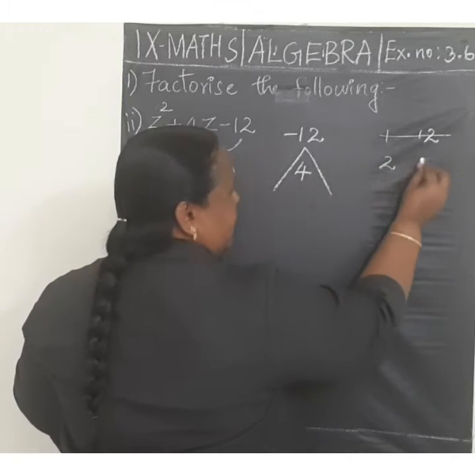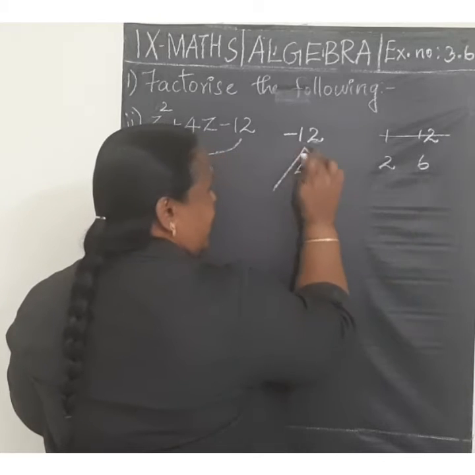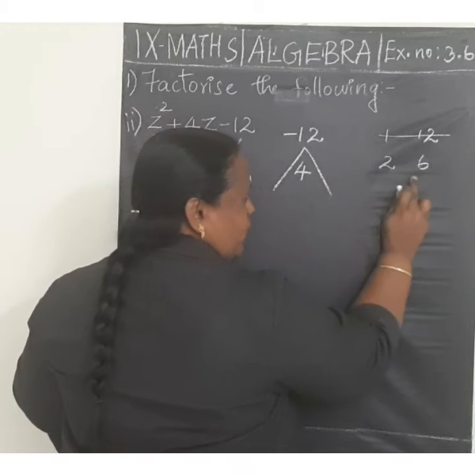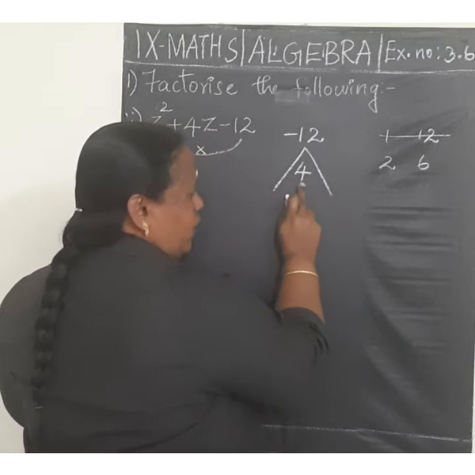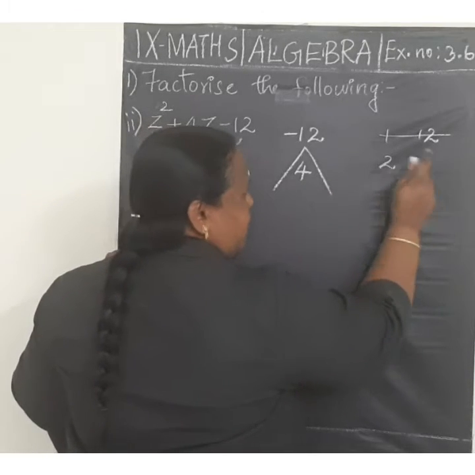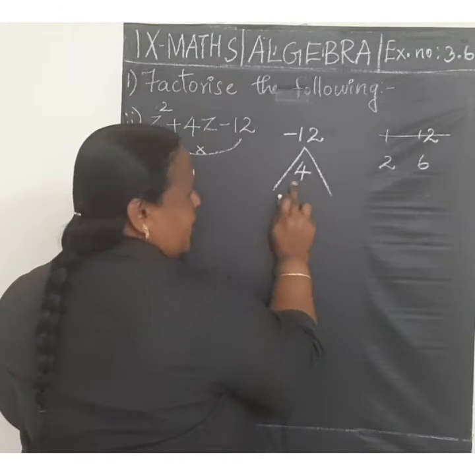Next we'll go for the second table. Second table 6 times is there 12. 2 6s are 12, we are getting. Now if we add this one, 2 plus 6 is equal to 8. We are not getting that 4. Now if we subtract this, 6 minus 2 is equal to 4. We are getting that 4.